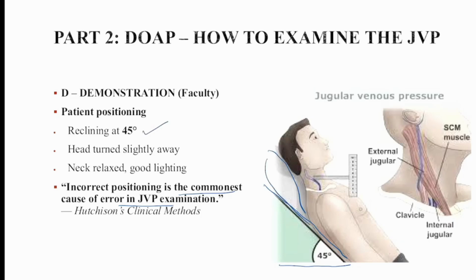So recline at 45 degrees, head turned slightly and neck relaxed, supported with a pillow. If you want, you can use a torch light also, so there should be good lighting. And you should use two scales to measure the height of the JVP.